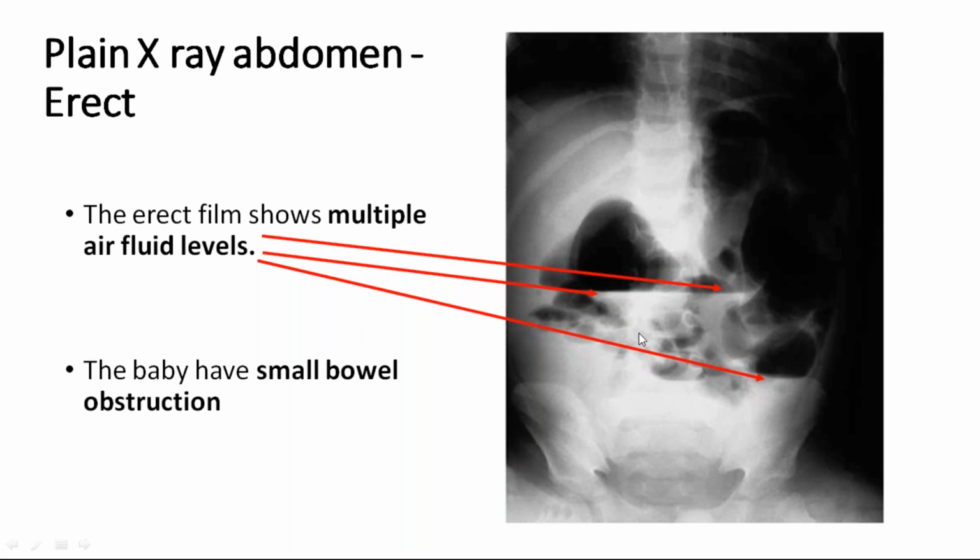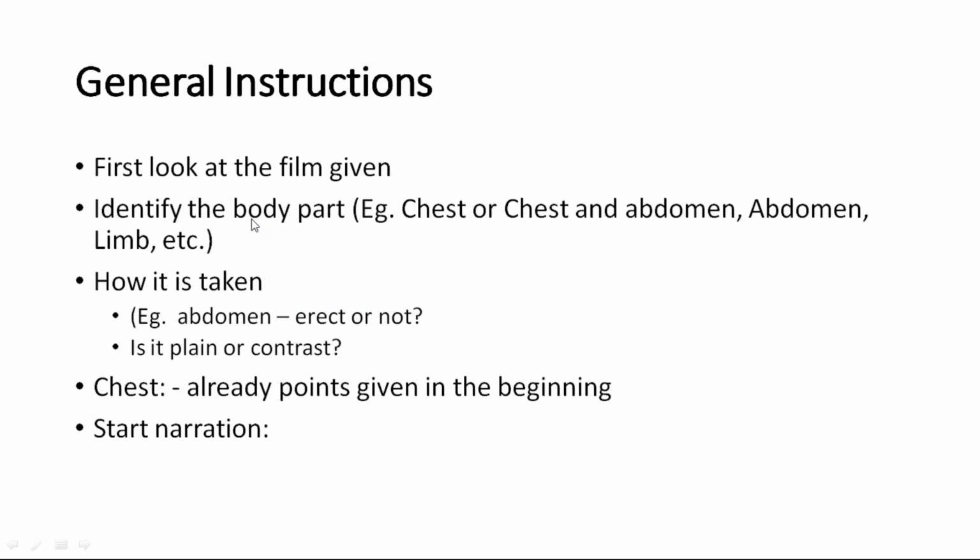So many fluid levels are seen. You have to say this is a plain X-ray abdomen taken in the erect posture. First, look at the film given and identify the body part. Is it a chest or abdomen or anything? How is it taken, erect or not? And for chest, the points are already told to you. And then you start the narration.